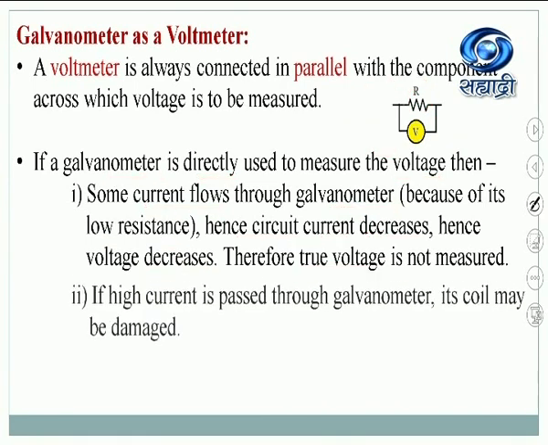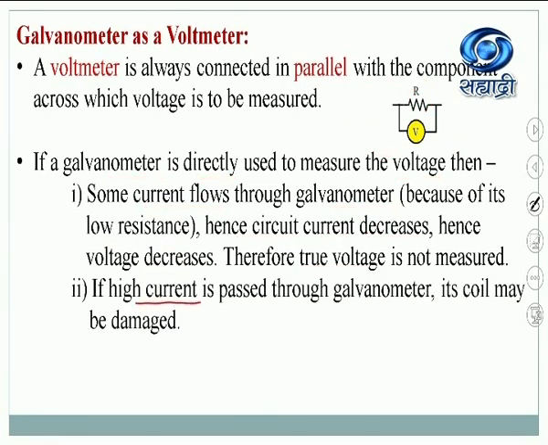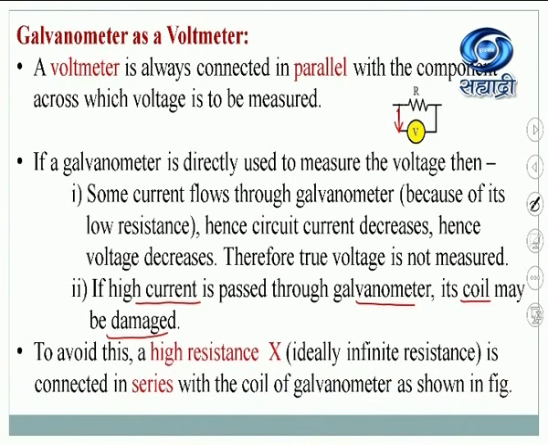What is the next one? If high current is passed through the galvanometer, suppose a large current flows through it, since we have directly connected a galvanometer instead of a voltmeter, what will happen? Its coil may be damaged. So to avoid this, first, the current is not measured properly. Second, due to a high current, the coil, that is the galvanometer itself, may be damaged. So to avoid this, what is done?